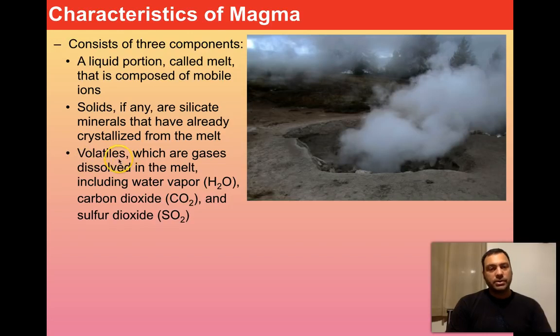And then volatiles. A volatile just means a gas that is dissolved in the melt, just like a soda pop. When you open a soda pop, the bubbles of carbon dioxide come out. The same thing happens in magmas: you have dissolved gases within the magma that come out when they get towards the surface, if they get close enough. The typical volatiles we see are water vapor, which is steam, H2O, carbon dioxide, CO2, and sulfur dioxide.